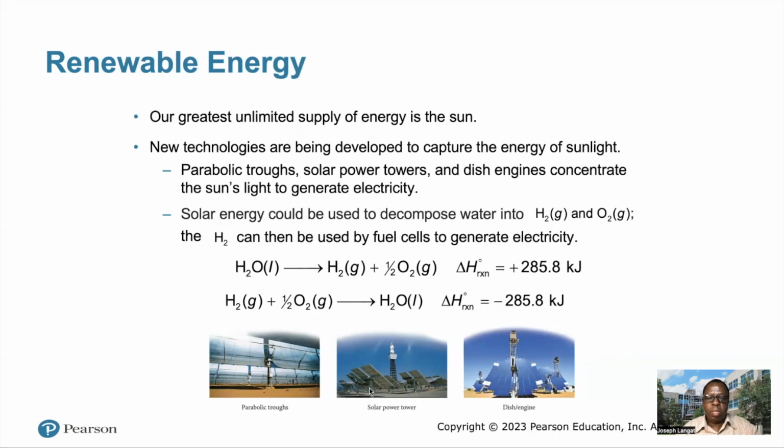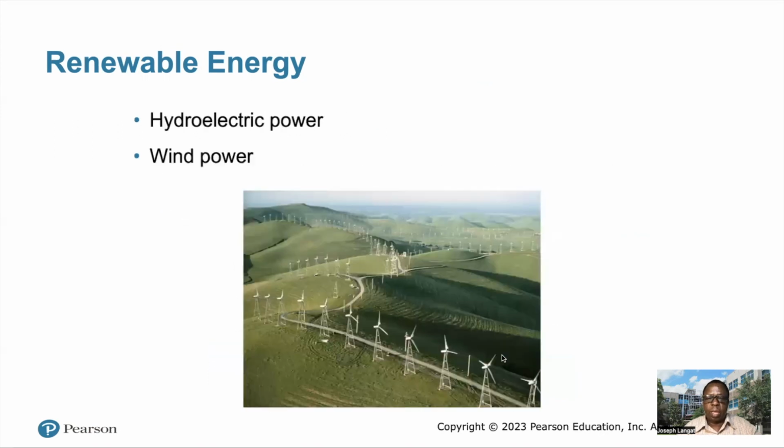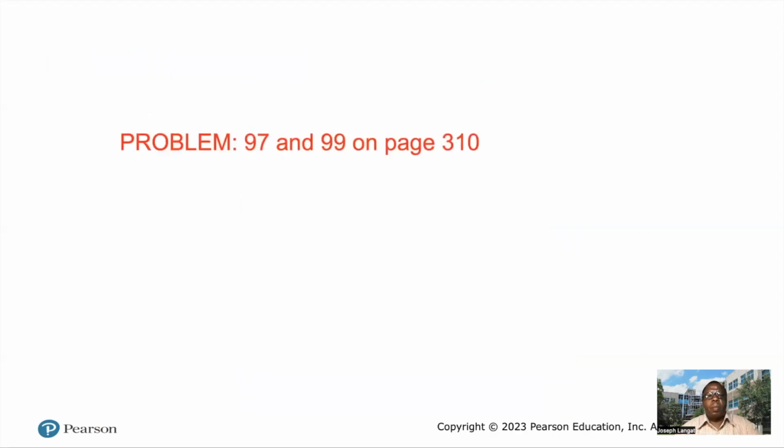What you see on the picture here is just some solar panel harvesting the unlimited supply of energy from the sun. Wind power, all right, it's another source of energy. Hydroelectric power, another source of power, hydro and wind power. These are just a few examples of renewable energy. Please look at problem number 97 and 99 on page 310.